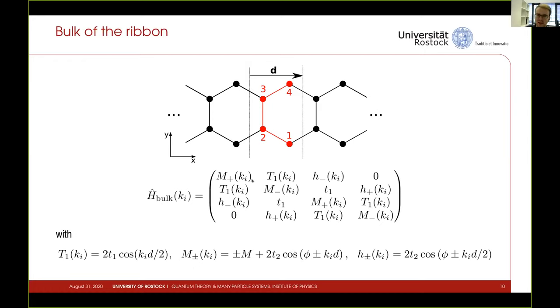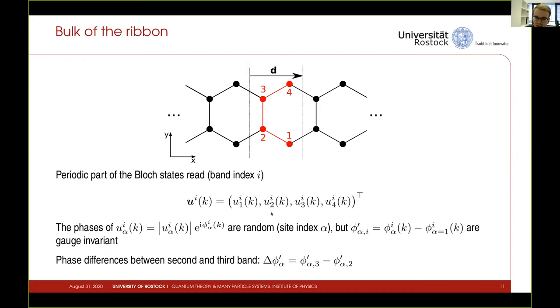Before I show the results, let me briefly do some analytical work. With the bulk system, with the Bloch ansatz, we will end up with this 4x4 Bloch Hamiltonian. Note that all the entries are real and the Hamiltonian is symmetric. So the eigenstates in a certain gauge are also completely real. And these are the eigenstates here: a vector with four entries, and we choose the gauge in such a way that the phase at site number one is always zero. This means that this value here, this U1, is always positive.